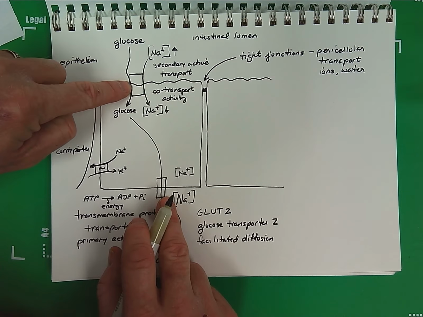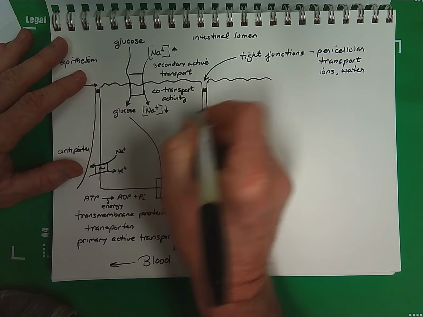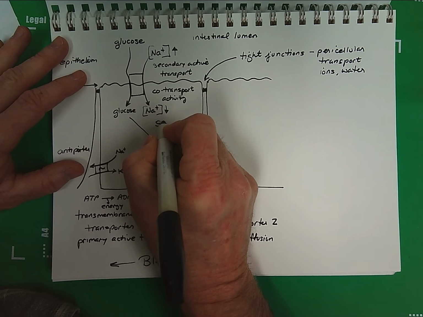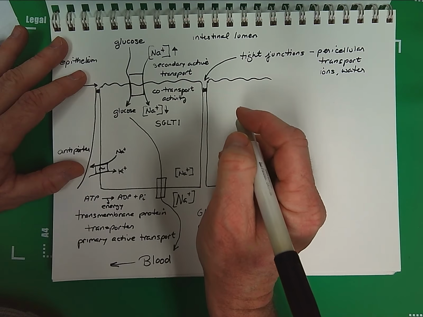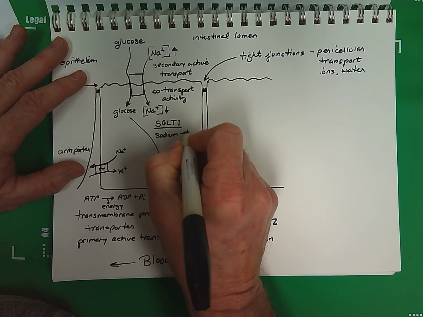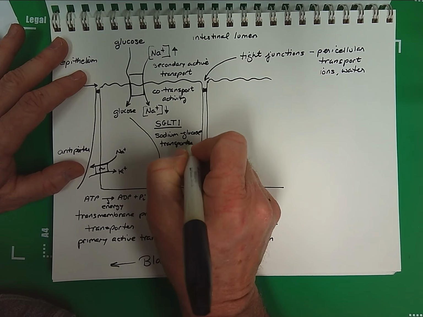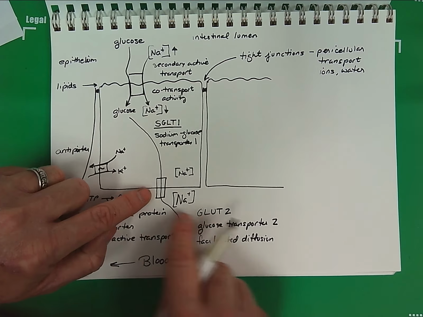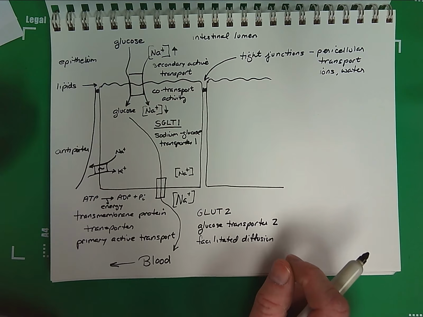Compare this to our secondary active transporter, which is called SGLT1. This stands for sodium glucose transporter 1. SGLT1 differs, of course, from the GLUT2 because it is a secondary active transporter and requires the co-transport of sodium.